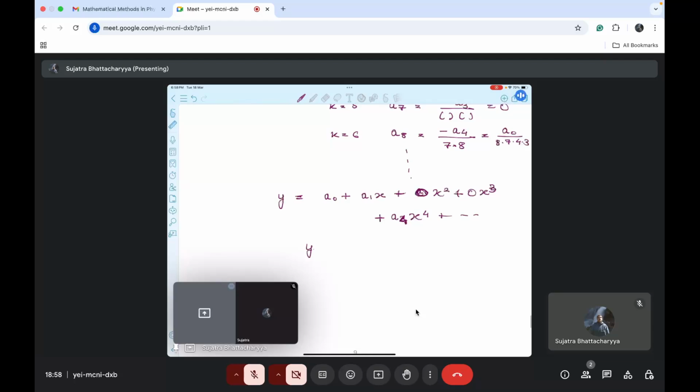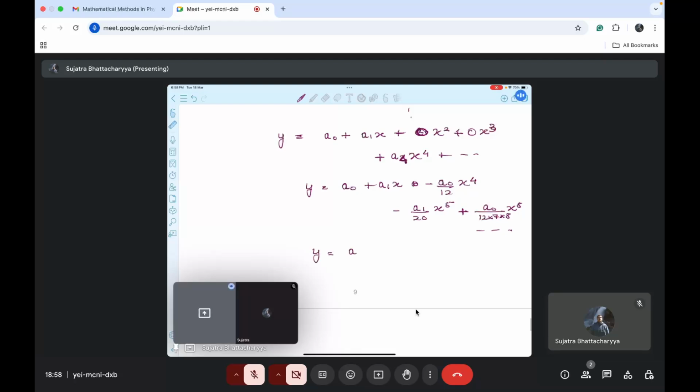This is the thing. So y is equal to a0 plus a1 x. These are all 0. Now what is a4? It is minus a0 by 12, x to the power 4. Minus a1 by 20, x to the power 5. Then a6, a7 all are 0. Then you have a0 divided by 12 into 7 into 8, x to the power 8 and so on. So y can be written as a0 times (1 minus x^4 by 12 plus 1 upon 12 into 7 into 8 x to the power 8 and so on), plus a1 times (x minus 1 by 20 x to the power 5 and so on).